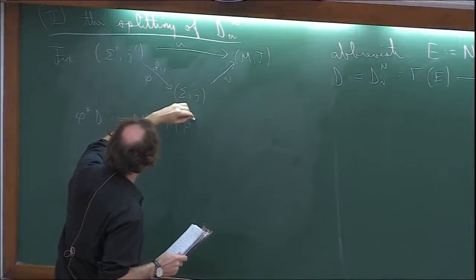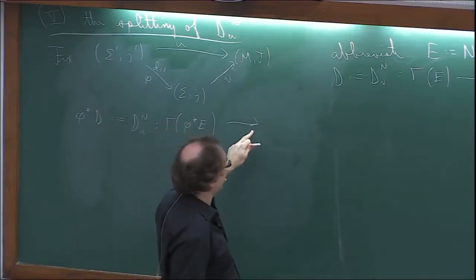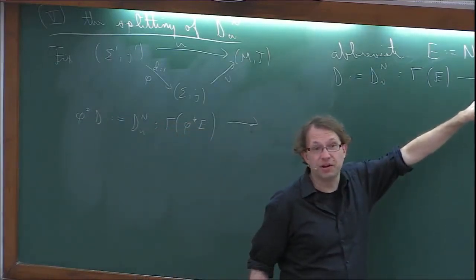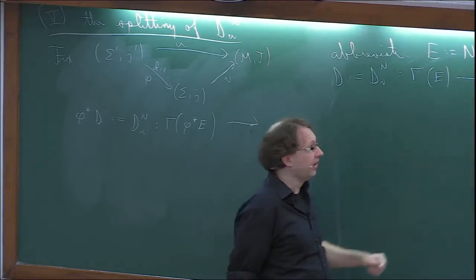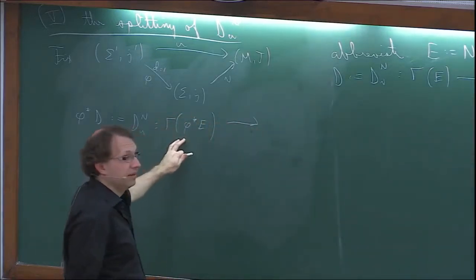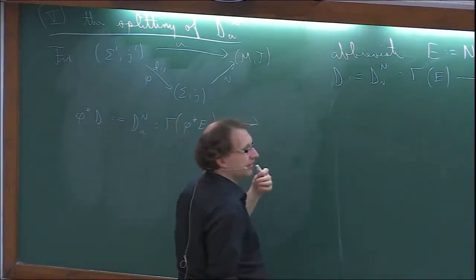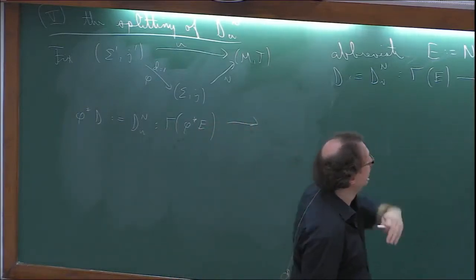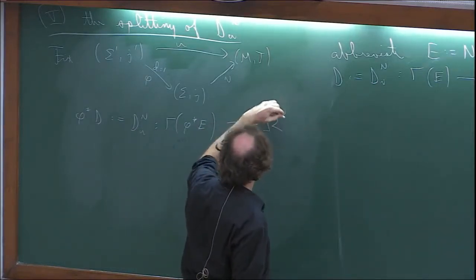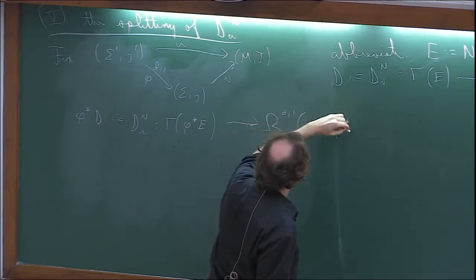It sends sections of phi star E to, now at this point, I would love to be able to say the target bundle is phi star F, but that's not quite true because phi isn't an honest covering map, but a branched cover. So at branched points, something a little bit complicated happens, and I end up instead with, well, of course, the target bundle for a Cauchy-Riemann operator is always the space of sections of something like hom bar of T of the domain to that same bundle. I'll just write that here, omega 0,1 of sigma prime to phi star E.